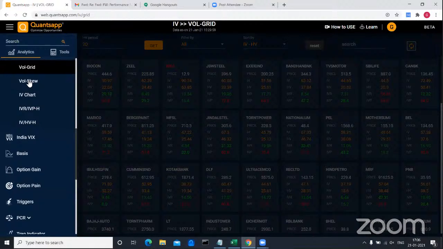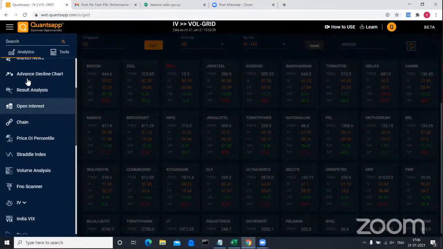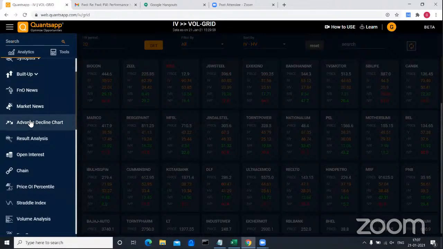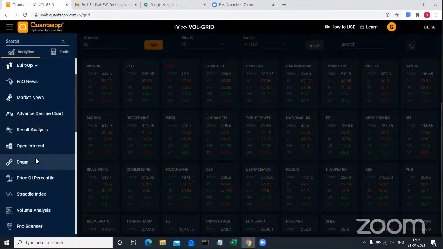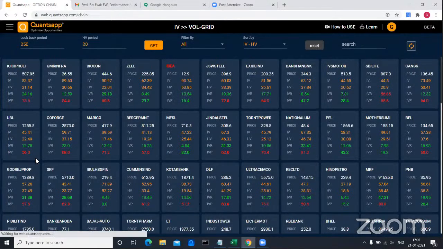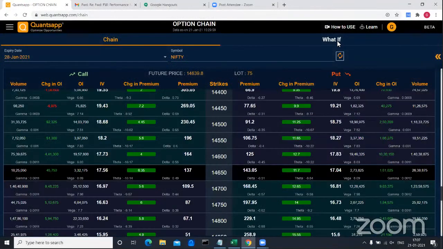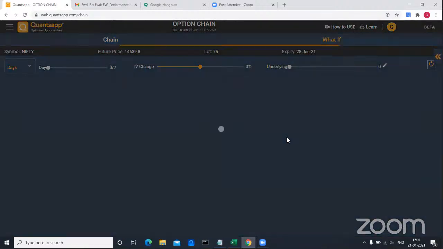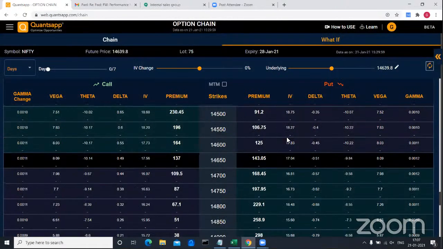Now we'll move to the what-if chain, and we'll see only the calculation, the relation of the implied volatility to the option. Always remember this one point: option premiums are directly related to the implied volatility. It means if the volatility increases, the option premium will also increase. If the implied volatility decreases, the option premium will also decrease.